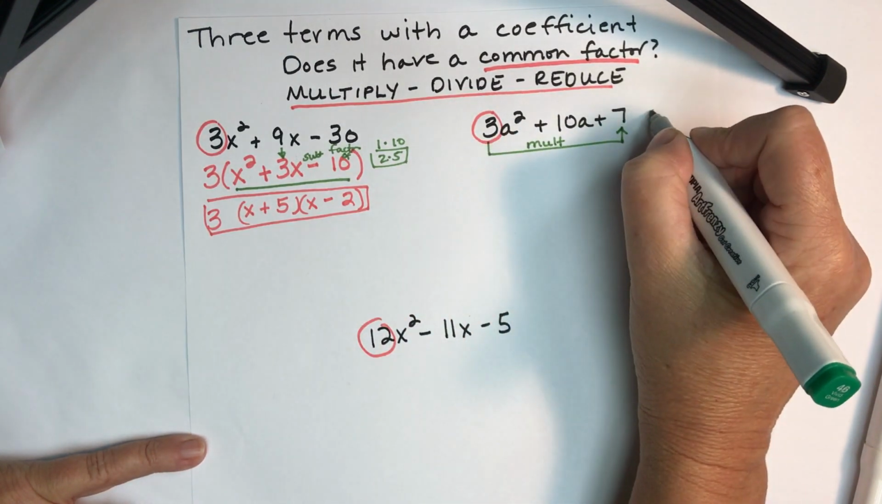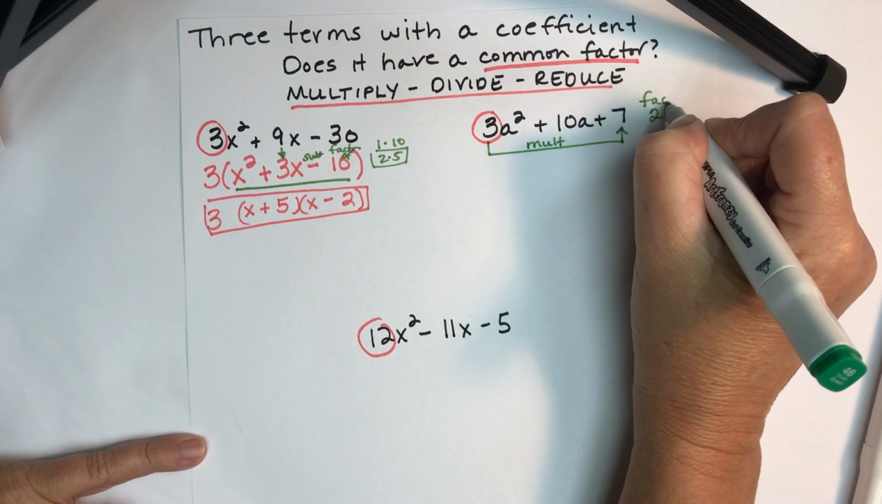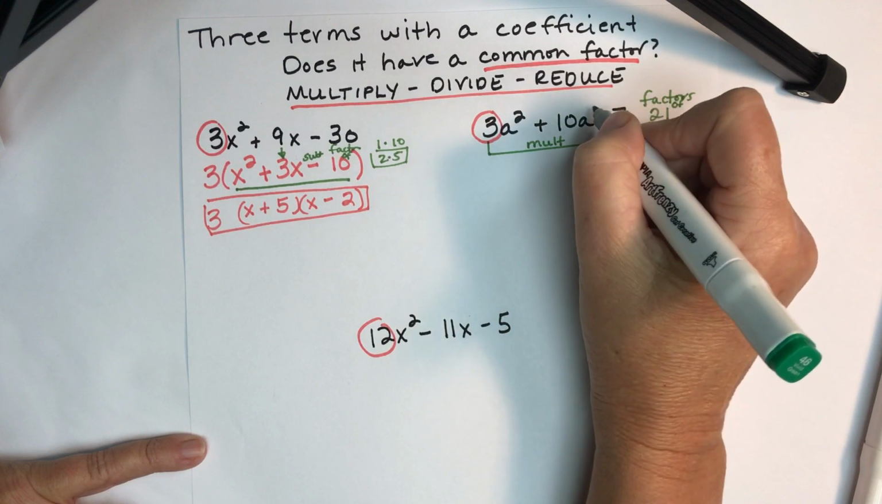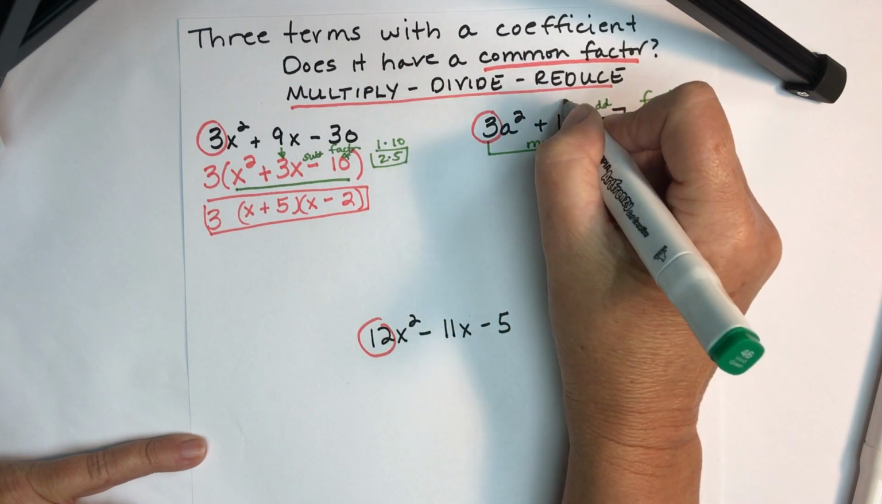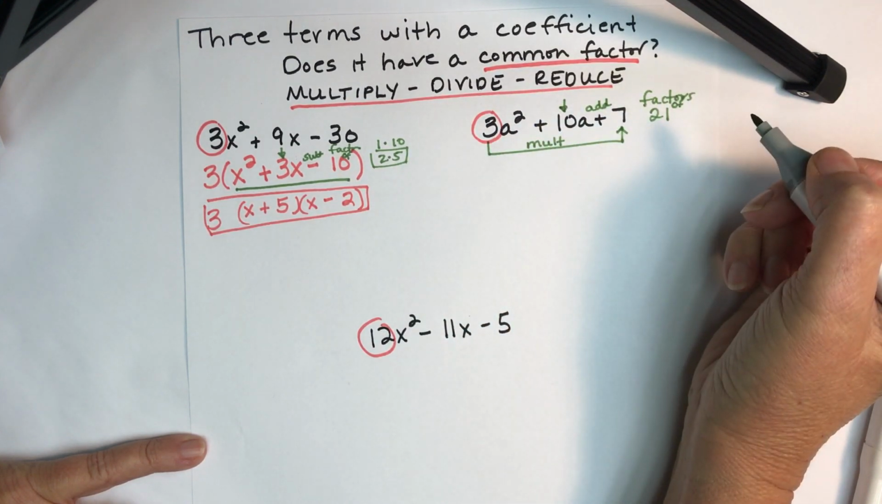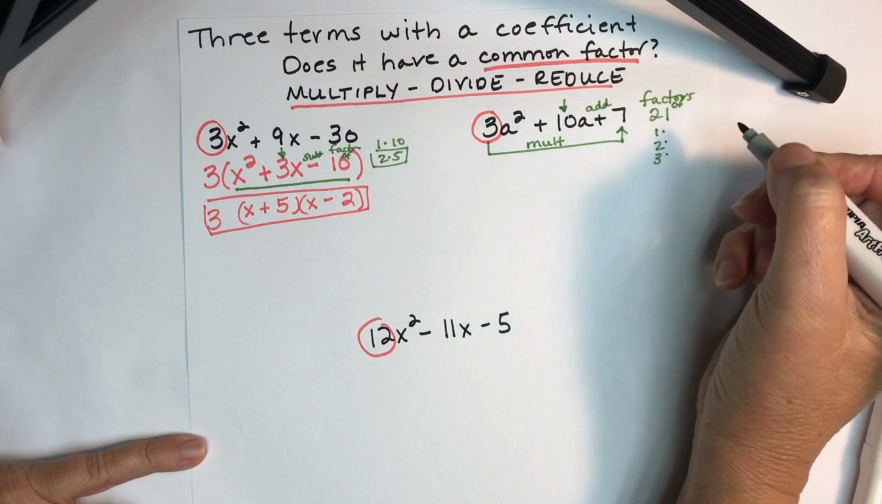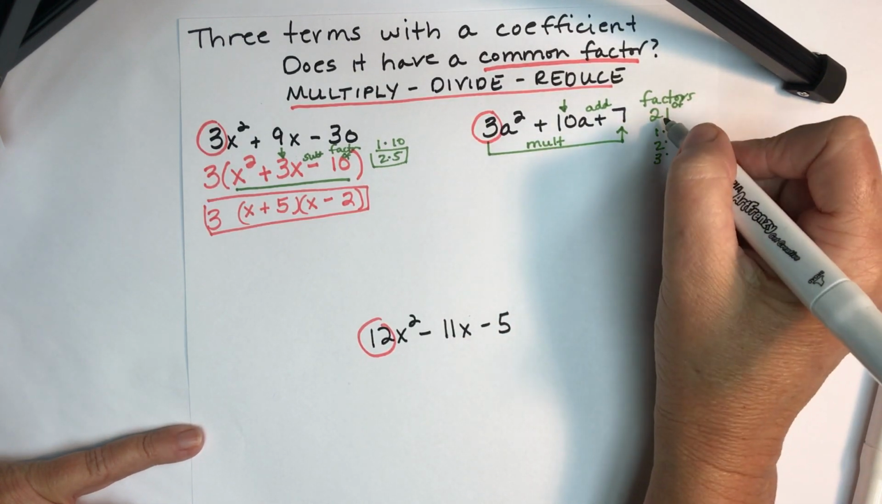So 3 times 7 is 21. And that's what I want factors of. So I want factors of 21. I'm still going to read it backwards here though, that add to be 10. So what are my factors of 21? If you don't know, remember you can always list your numbers and just divide.